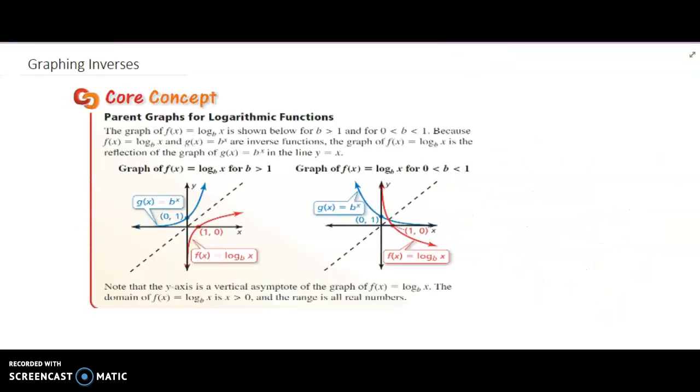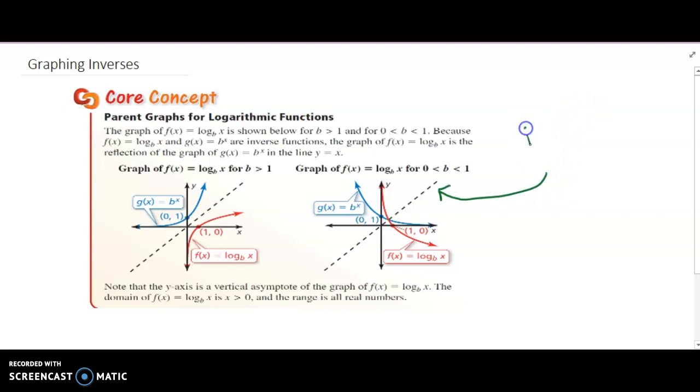All right, so when it comes to graphing logarithmic functions, it's very, very, very complicated, okay? So what we're really going to do is kind of cheat a little bit. We know how to graph exponential functions, and it's easier for us to plug in numbers to find the graph of an exponential function.